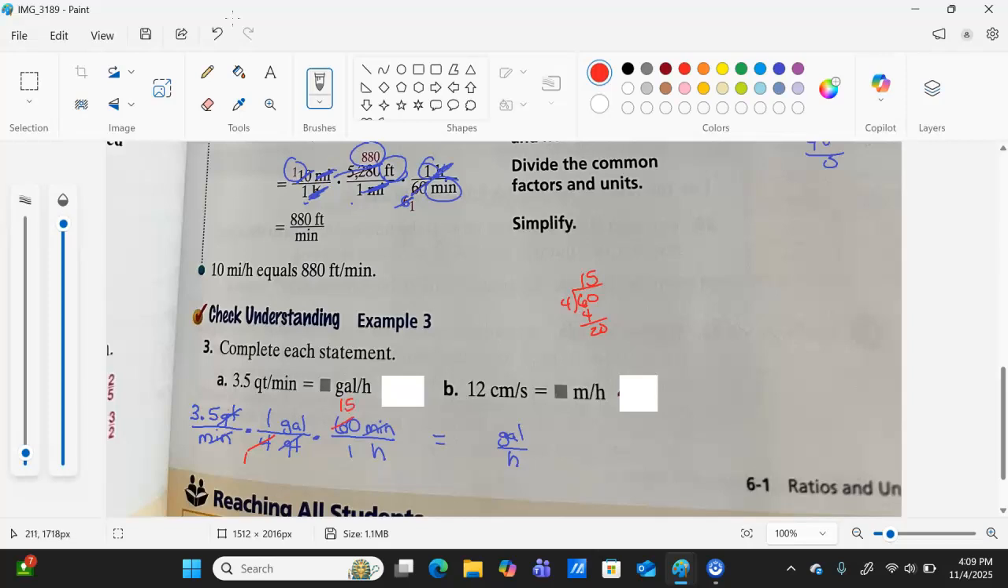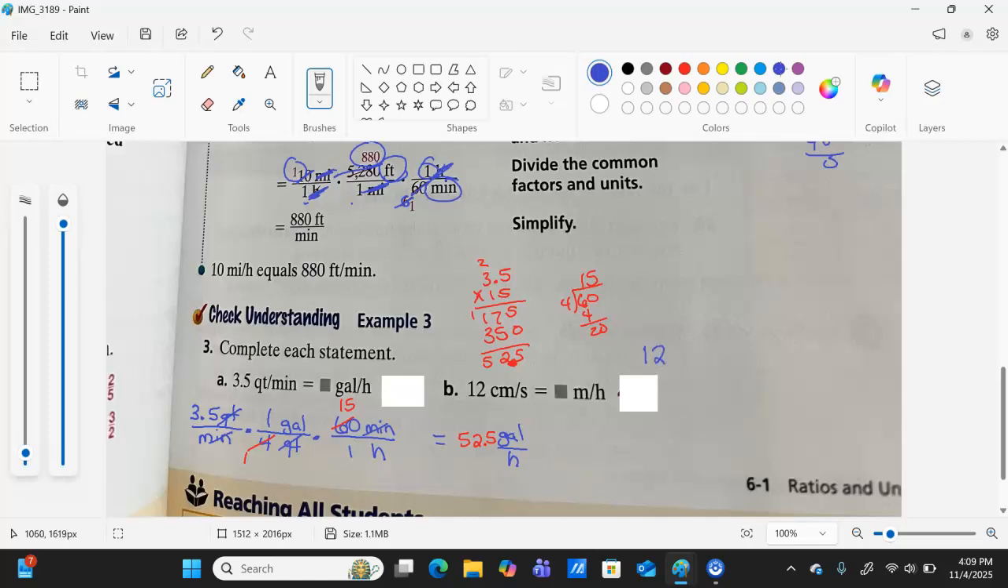So now I just have 3.5 times 1 times 15 over 1 and 1. So I have 3.5 times 15. 5 times 5 is 25, carry the 2; 15, 16, 17, placeholder 0, and 1 times 5 and 1 times 3 is 12, carry the 1, and I need 1 decimal place, so I get 52.5 gallons per hour.